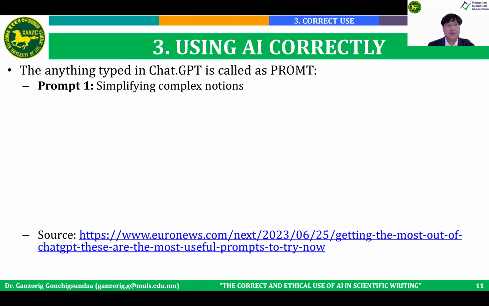Anything typed in ChatGPT is called a prompt. So I'm shifting to the third part of my presentation. The first prompt is simplifying complex notions. For example, "Explain GMO simply as if I'm 11 years old."